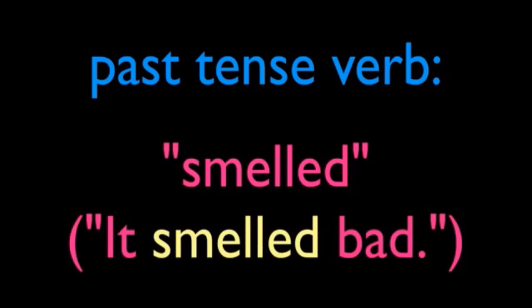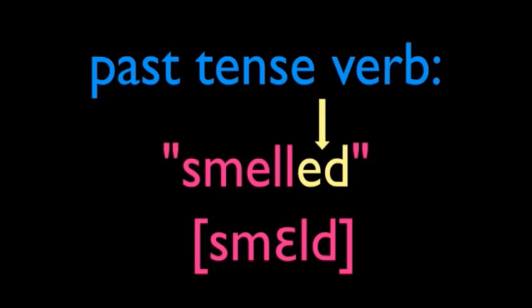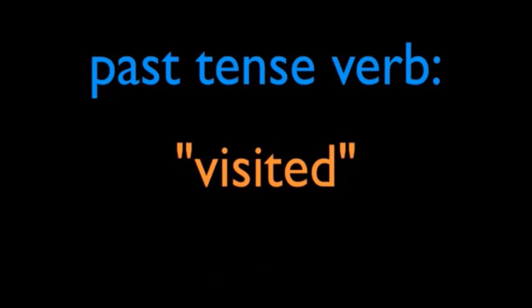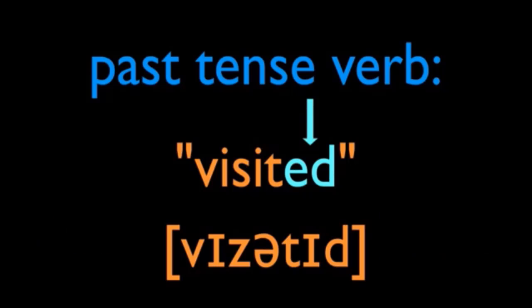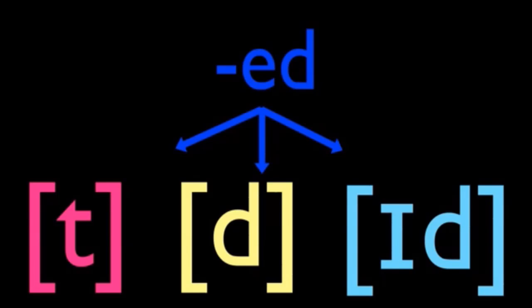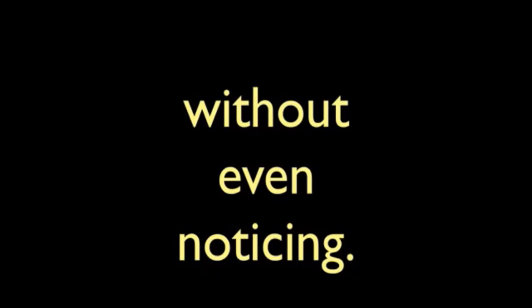What do you hear when I say smelled, as in it smelled bad? The ed verb ending sounds like a d, smelled. And when I say visited, as in I visited New York City, how did I pronounce that ed ending? Visited. The ed verb ending sounds like id, visited. This lesson teaches you the three rules that explain the differences in past tense verb ed pronunciation. But don't be surprised if most Americans can't explain these rules to you. The truth is, Americans make these changes in sound without even noticing.